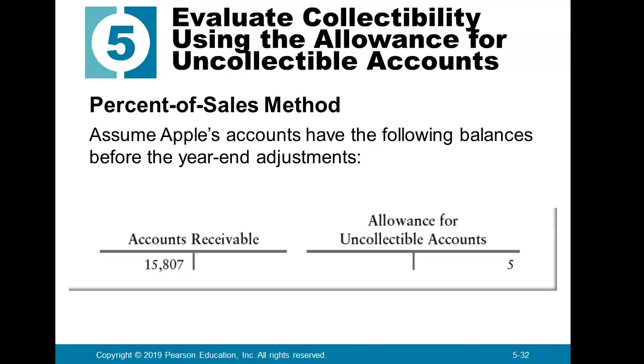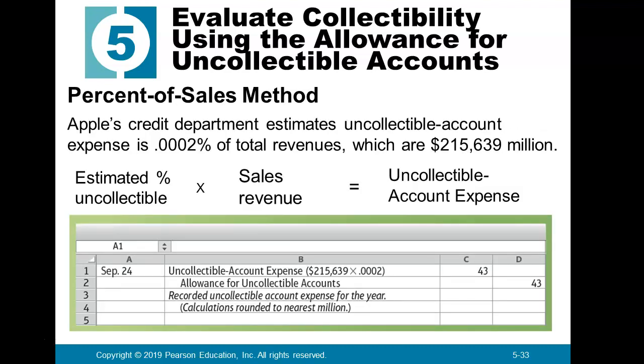So the percentage of sales method says, okay, we have $15,807 in receivables and we have a credit balance in our uncollectible of $5. That being said, let's assume that our credit department has estimated 0.002%, a fraction of a percent, of revenues might be uncollectible. So we're going to take our revenue number and multiply by this factor, and that's going to be our uncollectible expense. Very, very straightforward transaction. Debit our uncollectible account expense, bad debt expense, another term, for $43, and then we're going to credit our contra account, allowance for uncollectible accounts.